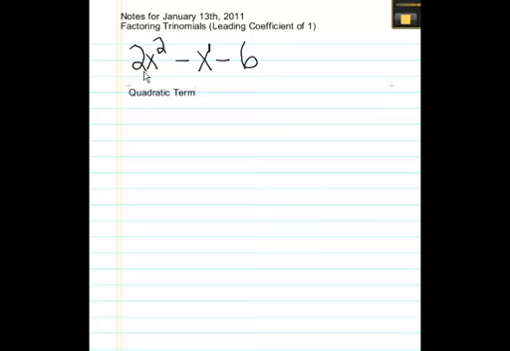The quadratic term is always something to the second power. And this is called a quadratic polynomial because its highest degree is a quadratic. The term next to the quadratic term here, which has a power of 1, can be called a linear term.